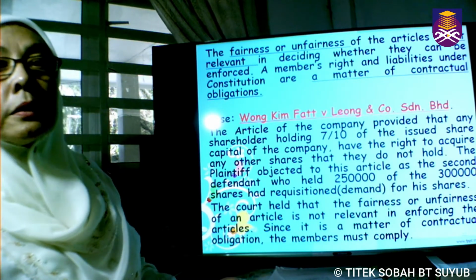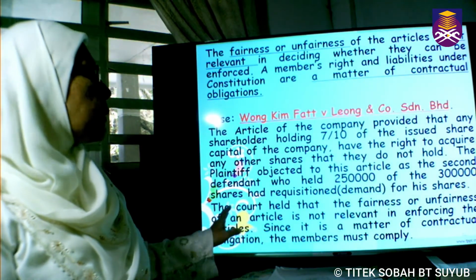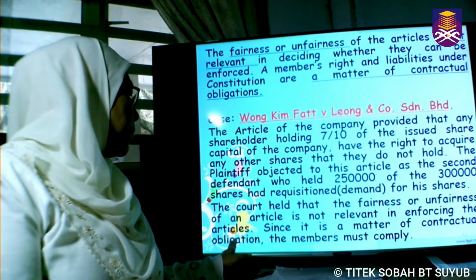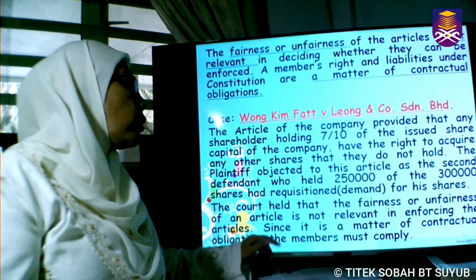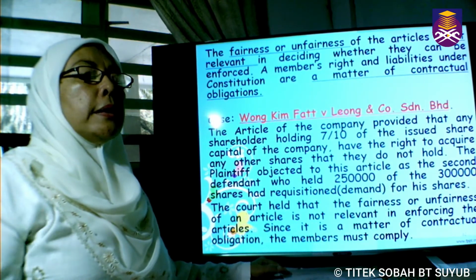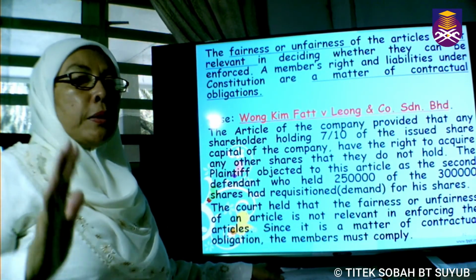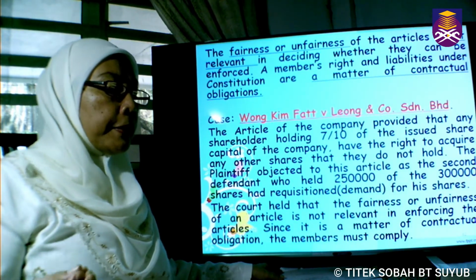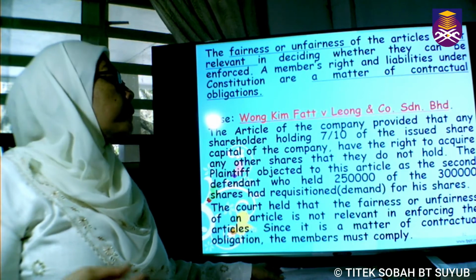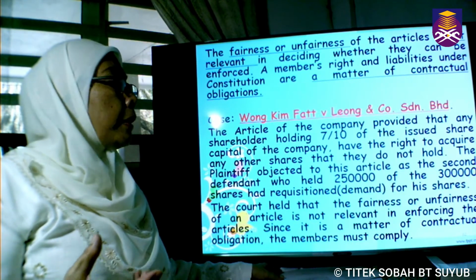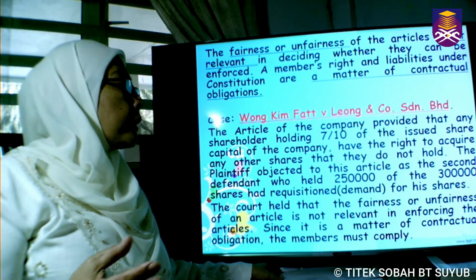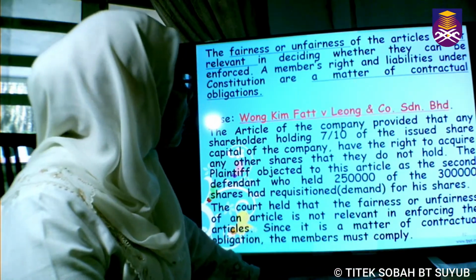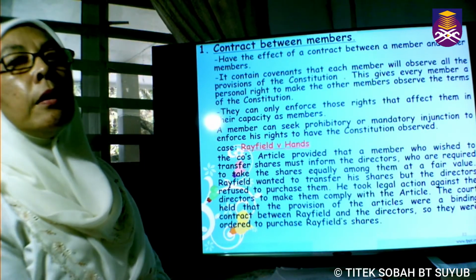But what did the court hold? The court held that the fairness or unfairness of an article is not relevant in enforcing the article, since it is a matter of contractual obligation. So saya sebut, sama ada dia adil, tak adil, maka itu bukan persoalannya. So once you become a member of the company, you yang jadi ahli pada cakap itu, you bersetuju. Okay? So in this case, by looking at it, we say that it's very unfair. How can we allow the majority shareholder to acquire the shares of the minority? Tapi itulah, undang-undang is like that. Okay? So what is the effect?